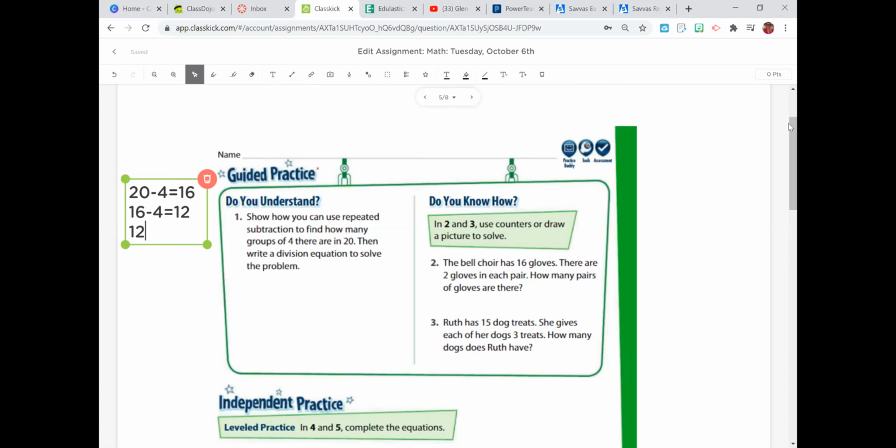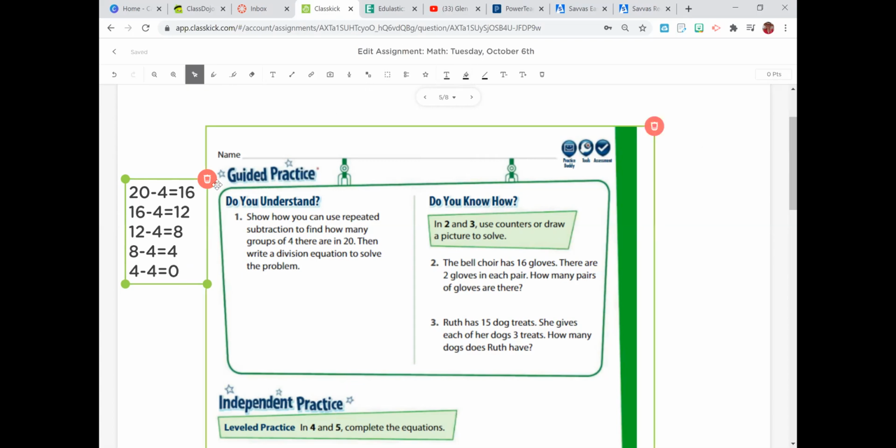Starting with 12, I'm going to take away 4. And that will equal 8. Starting with 8, take away a group of 4 equals 4. Starting with 4, getting rid of 4 equals 0. Now I can count how many times I had to subtract 4 to get to 0.